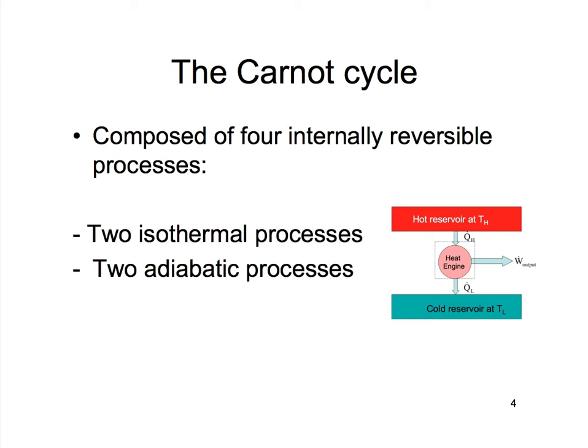This Carnot cycle is composed of 4 processes. And after going through these 4 processes, the heat engine or the refrigerator would return to its initial condition to complete a cycle. The 4 processes include 2 isothermal processes and 2 adiabatic processes. Here I show a figure, a schematic of a heat engine that's working in between 2 thermal reservoirs.